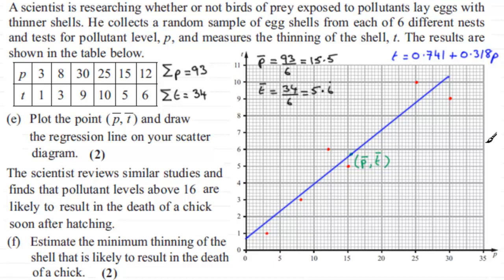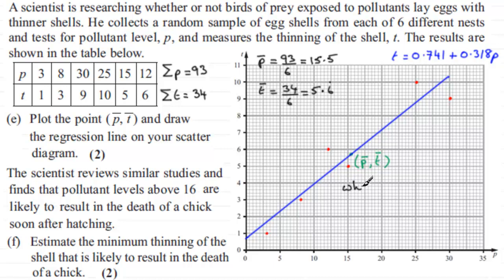Now in the last part, we're told that the scientist reviews similar studies and finds that pollutant levels above 16 are likely to result in the death of a chick soon after hatching. And we've got to estimate the minimum thinning of the shell that is likely to result in the death of a chick. So to do this, we're looking for when p is equal to 16. So I'm going to substitute p equals 16 into this equation. So we'll just put it down here.